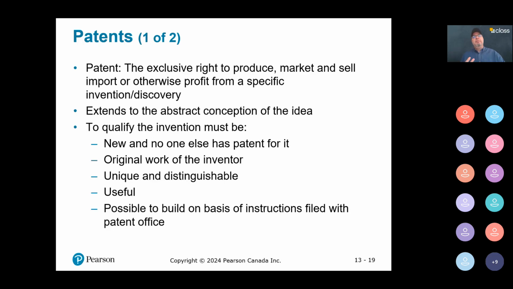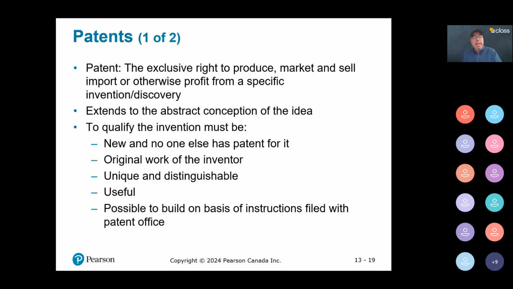But now we're talking about inventions, and the invention has to be new. No one can have a patent for that, because if someone already has a patent, you cannot get a patent. It has to be an original work, unique, distinguishable, useful, and it has to be possible to be built on instructions. Now, when you file a patent application, see here, I'm saying file a patent application. In other words, a patent is not protected automatically as copyright is. So you have to file an application.